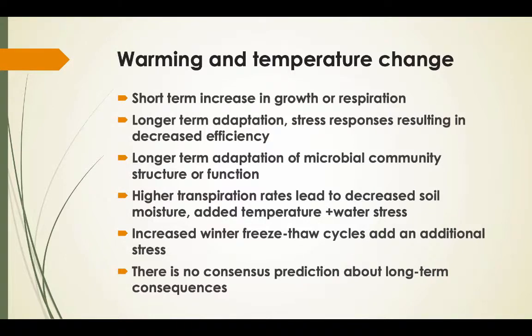And so to put this in a bit of a summary slide: warming and temperature change, short-term increases in growth or respiration, longer-term adaptation, stress responses resulting in decreased efficiency, longer-term adaptation of microbial community structure or function. Higher transpiration rates lead to decreased soil moisture, added temperature and water stress. Increased winter freeze-thaw cycles add an additional stress potentially, and finally there's really no consensus prediction about long-term consequences. So we're not sure how well these microbial communities will adapt and what those adaptations will look like. Will there be another equilibrium, a relatively functioning environment, or will we see more dramatic feedbacks?